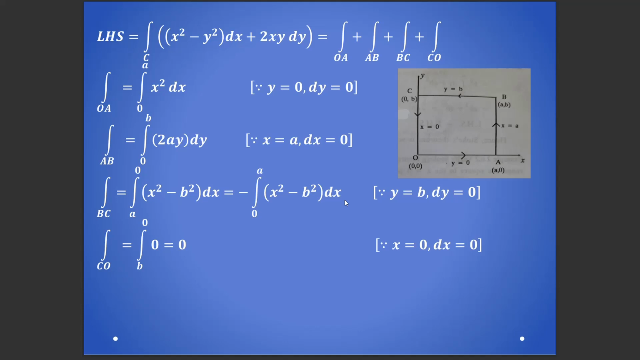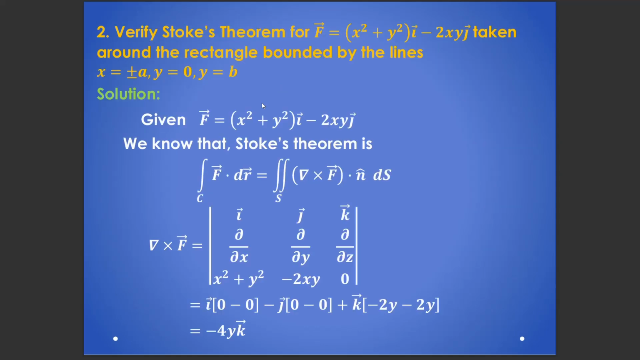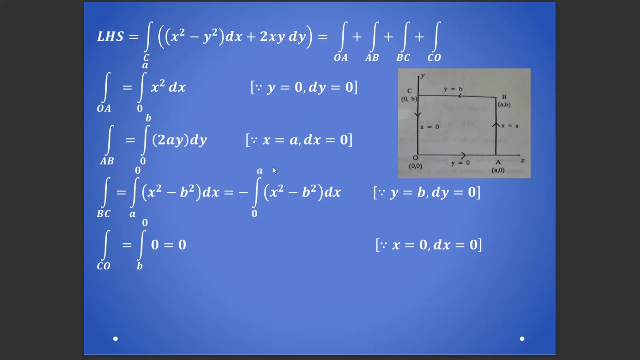Next, the fourth case is along CO, x is equal to 0. Along x equal to 0, dx is equal to 0. So now substitute dx equal to 0: the first term is entirely 0, and the second term, with x equal to 0, is also entirely 0. So we have to go for only the first 3 cases. So now we can integrate.